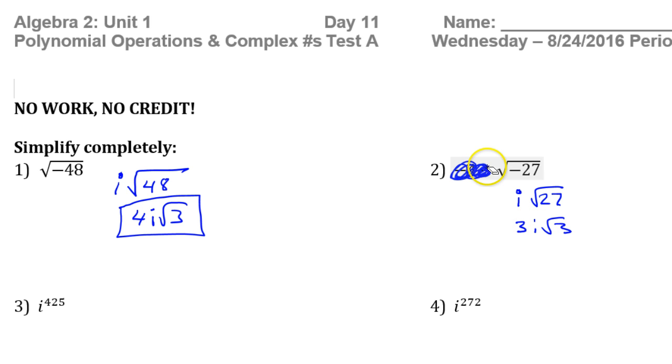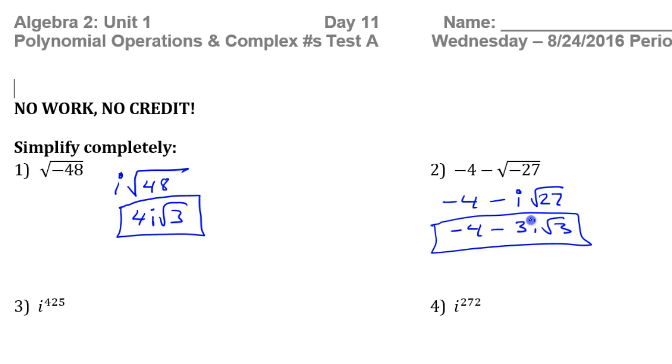Now I'm going to bring back that part that I scribbled out, negative 4 minus. So this is negative 4 minus this, negative 4 minus that. Now, the trick is, that's the answer. We can't go any further than this. Some students want to put this together and make negative 7i radical 3 or something like that. But that would be wrong because these are not like terms.